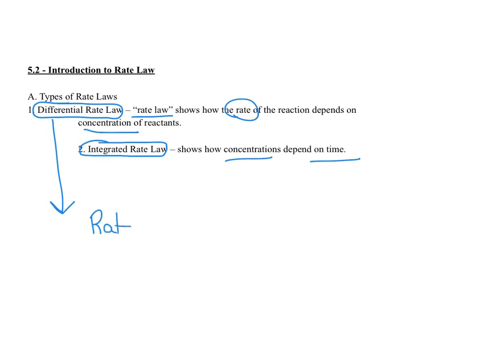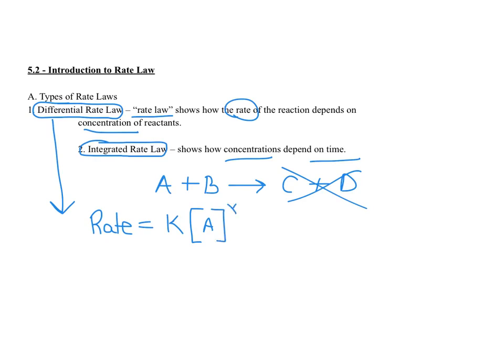Our differential rate law equation looks like this. This is the general formula. Rate is equal to K times, and if I have an equation that looks like this, A plus B, and then I have products C and D, products are not included in rate law equations at all. So my rate law equation looks like this: rate equals K times, and I'll explain every part of this, the concentration of A to some power that we have to figure out, times the concentration of B to some other power that we have to figure out.